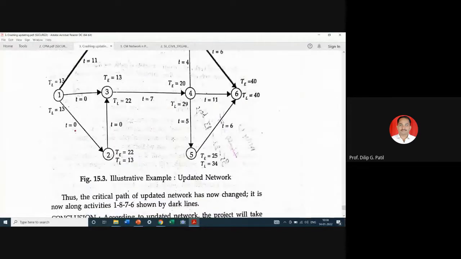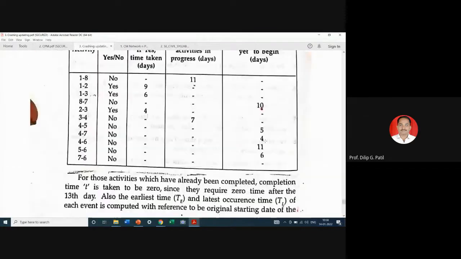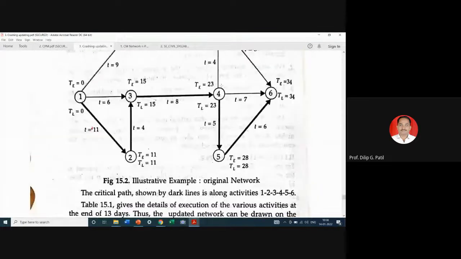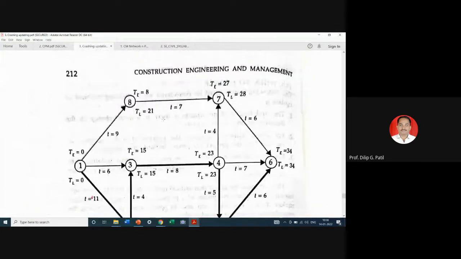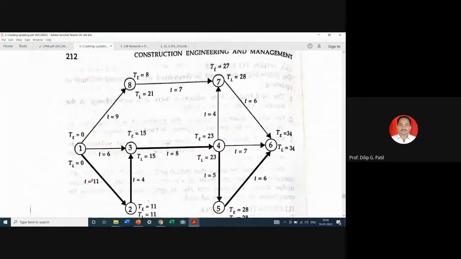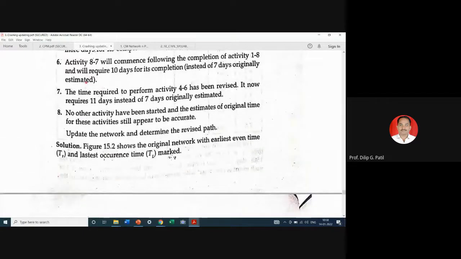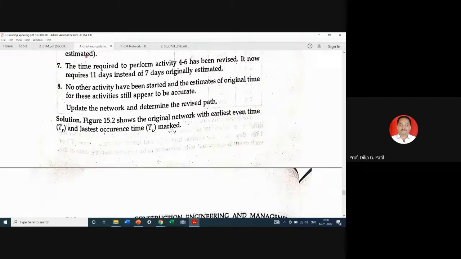And if we are asked to find out change in project duration, that will be 40 minus this 34, that is 6 days. We will see how they have calculated the project duration and critical path, and then how we can incorporate all these changes in our updating. So update the network and determine revised path. So figure 15.2 shows the original network with its earliest event time and latest event time marked.